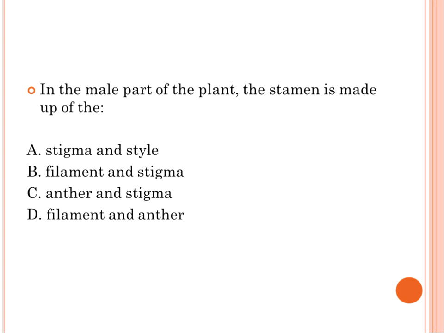All right, we just went over this. Let's see how we were paying attention. In the male part of the plant, the stamen is made up of what? A, B, C, D, or E? So the stamen, I think we know that. Yep, it is definitely the anther and the filament. Stigma, style, that's female. Filament, stigma, that's actually male and female. Anther, stigma, that's also male, female. So yes, filament and anther. Good job.